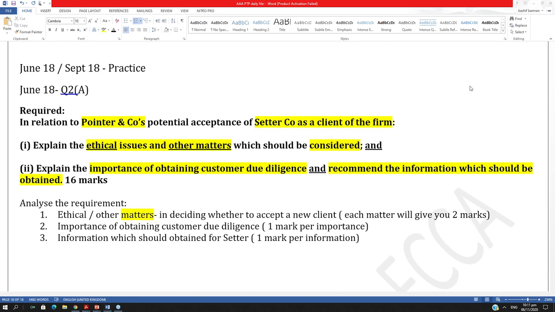Okay, but what about requirement number 2 and 3? Have we done a requirement like this prior to the break? Importance of customer due diligence and information which should be obtained for Setter. So should we focus on 2 and 3 more in this part? So you learn something new, right?